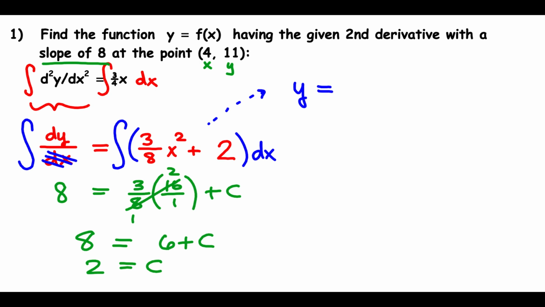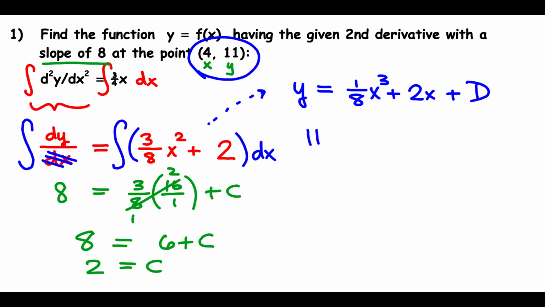And on the right-hand side, we're going to end up with 1/8 x to the third. Up by a power, divide by the new power. Plus 2x. Plus another c. I'm going to call it d. A lot of teachers will go c sub 1, c sub 2. That's fine as well. I think I'll just use a different variable. And we need to figure out what d is, but again, we can use the x and y. We can use the (4, 11). Just don't get it backwards. Y is the 11. X is the 4.